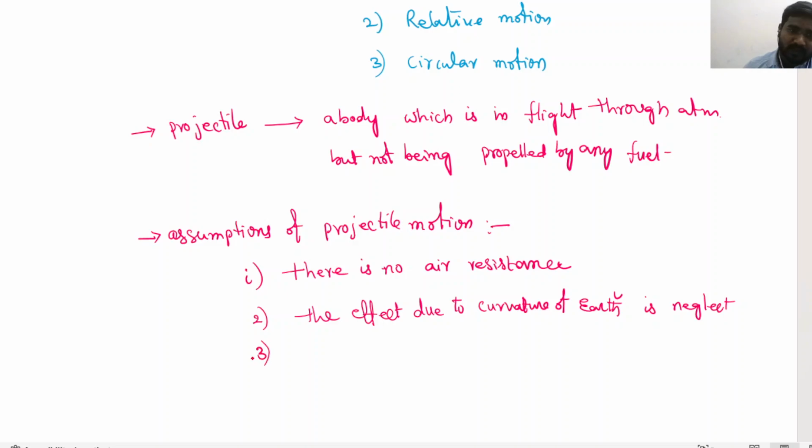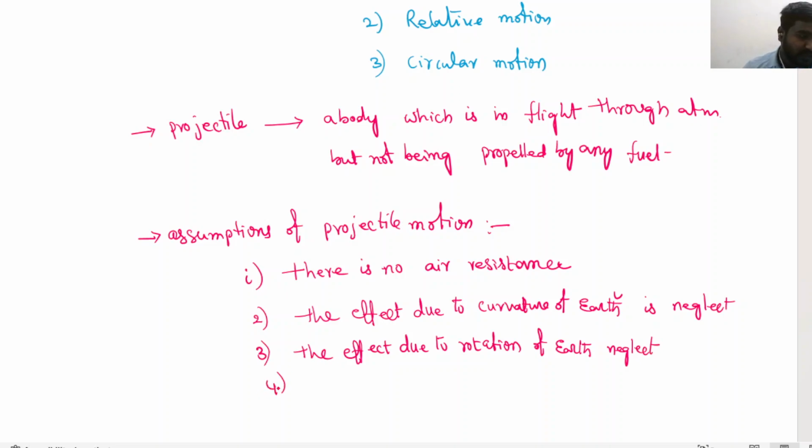And the third assumption is the effect due to rotation of Earth is negligible.